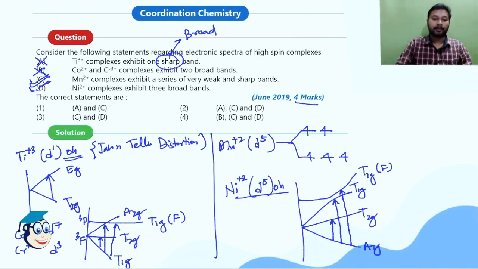So which will be the correct answer for this question? Option number 3 is going to be the correct option, where C and D, both statements, are correct. A and B are the wrong statements for this particular question. I hope you guys understood it. Let's take the next question then.